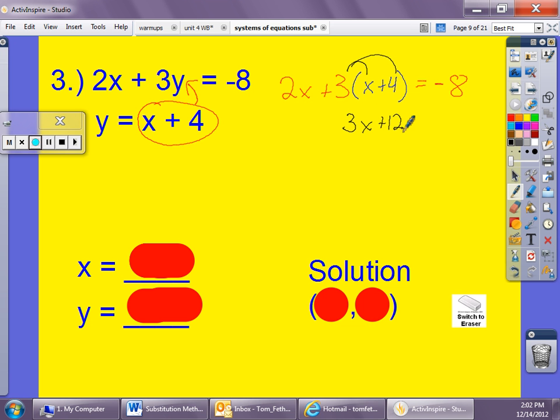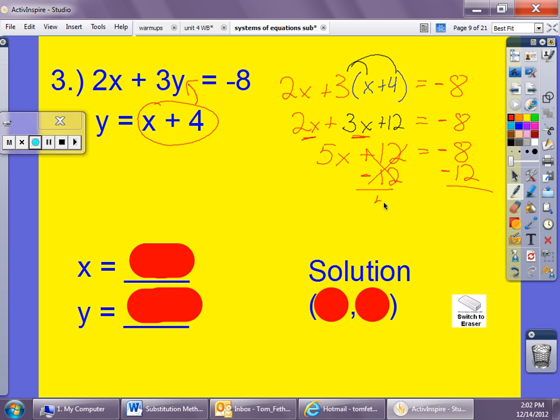I'm going to bring down my 2x. So now I have 2x plus 3x plus 12, and it all equals negative 8. Now I know that I have a 2x here and a 3x here. If I put the 2x and the 3x together, that will give me a 5x, since they both have x's, combining their like terms, plus 12 equals negative 8. Now it's a simple two-step equation. We subtract 12 from both sides. We do minus 12.